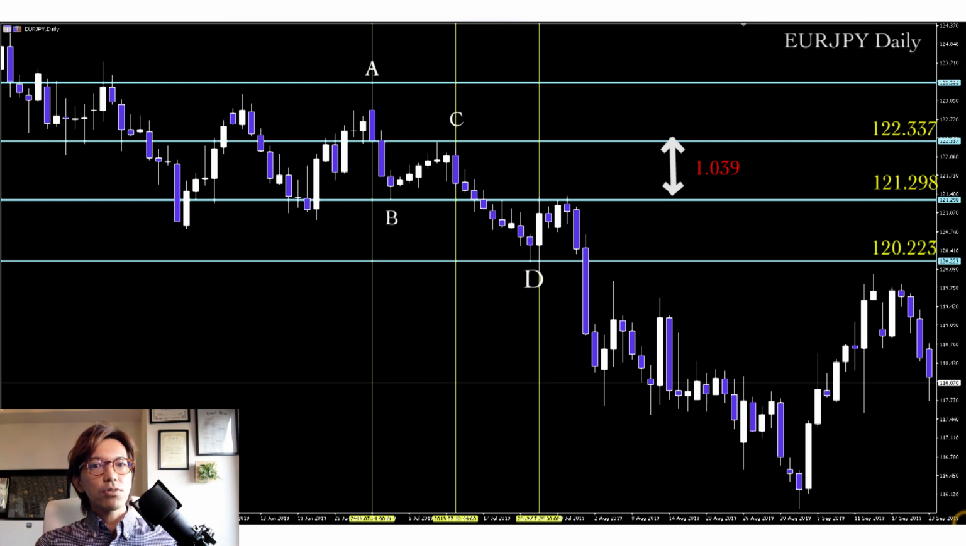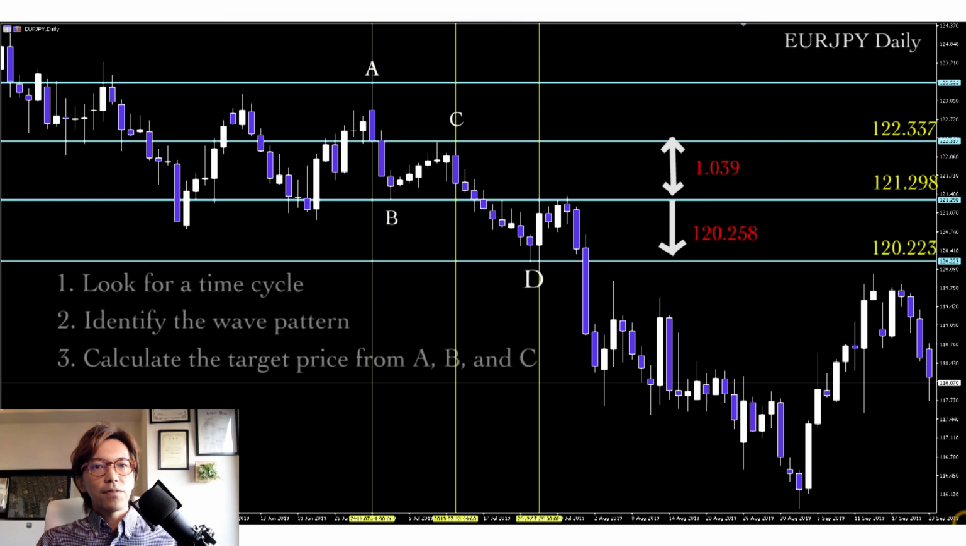And if the price goes down 104 pips from point B, what price do you get? You take the price of B, 121.298, minus 1.04, and you get 120.258. And if you look at the chart, it's almost the target, see? The market was bearish, so it might be a little tricky because you have to go backwards, but you see how I'm combining these 3 theories together.